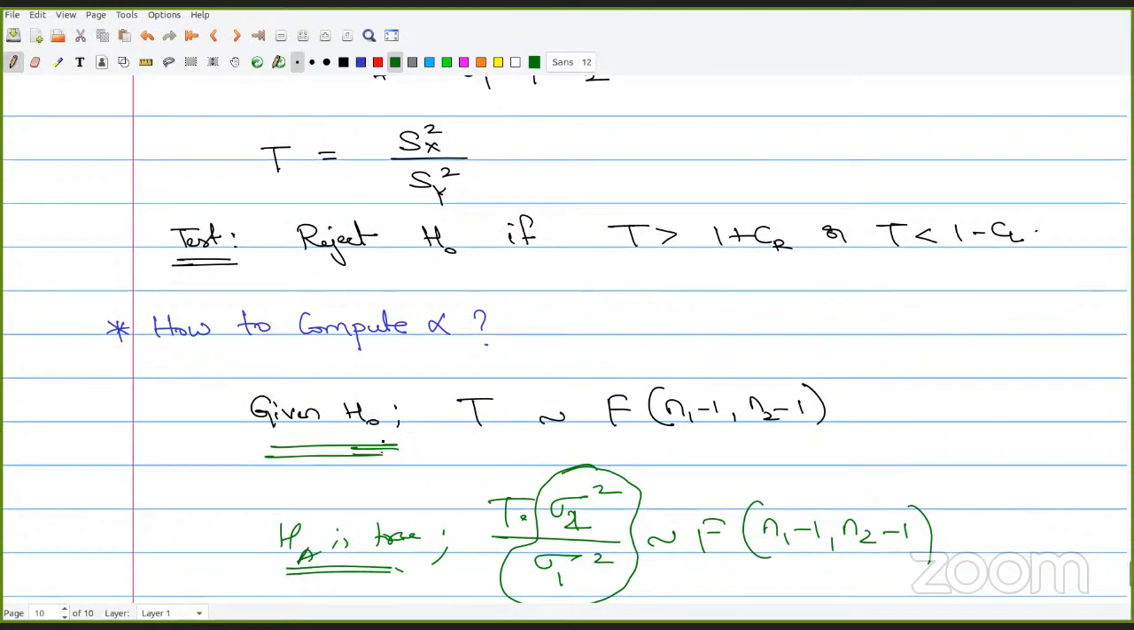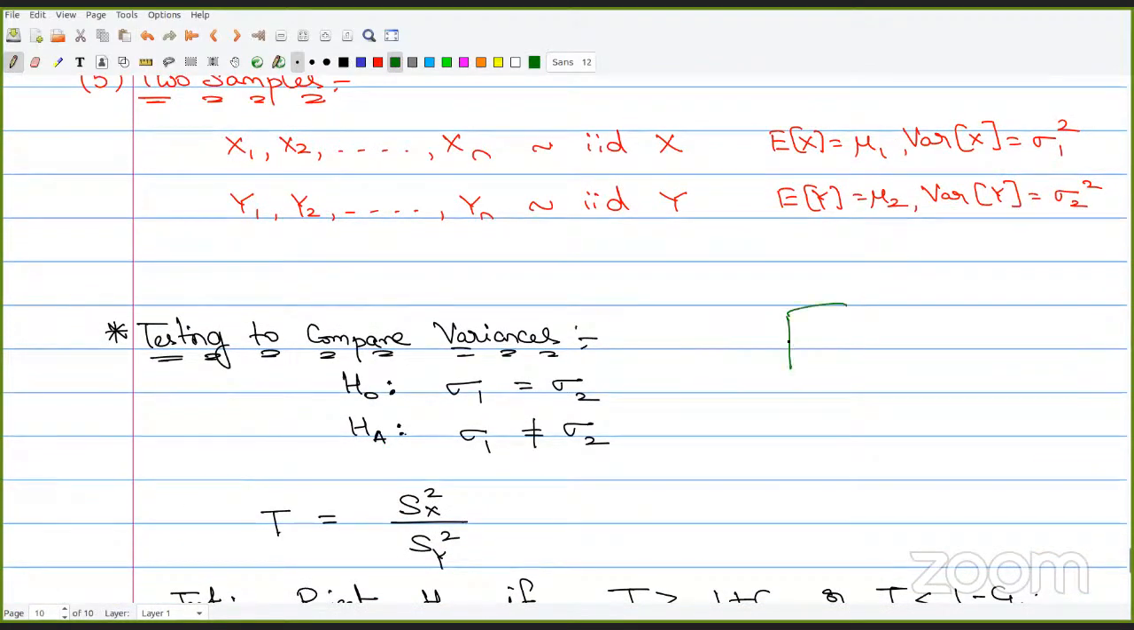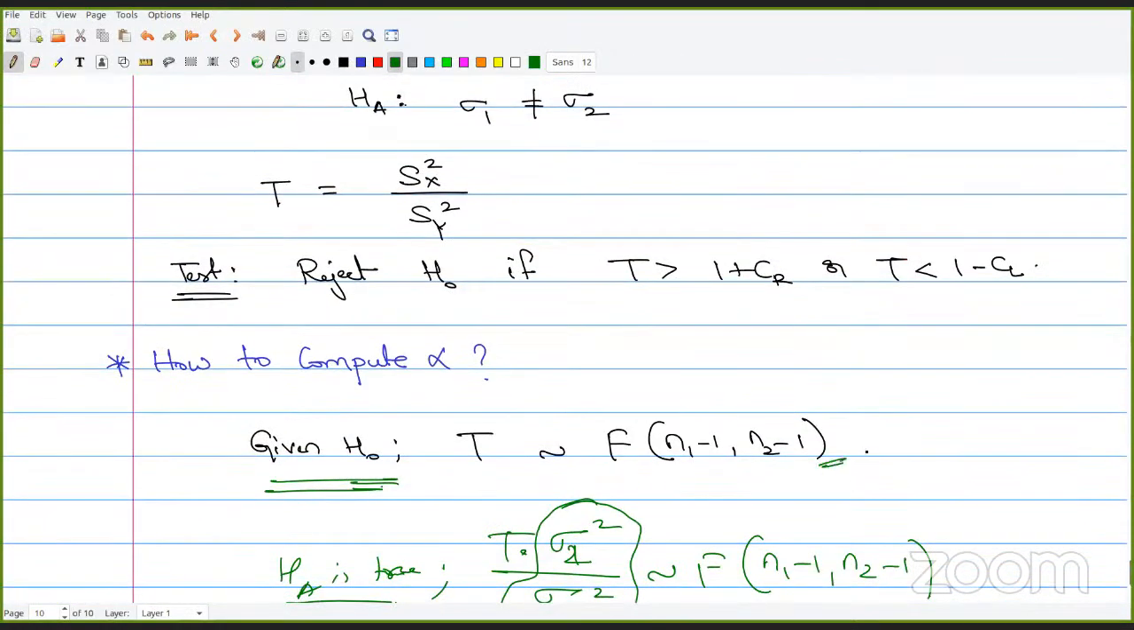In this particular setting we use a new distribution, the f distribution. So this particular test is named the f test. We are using the f distribution to compute the probabilities. So these are the standard tests.